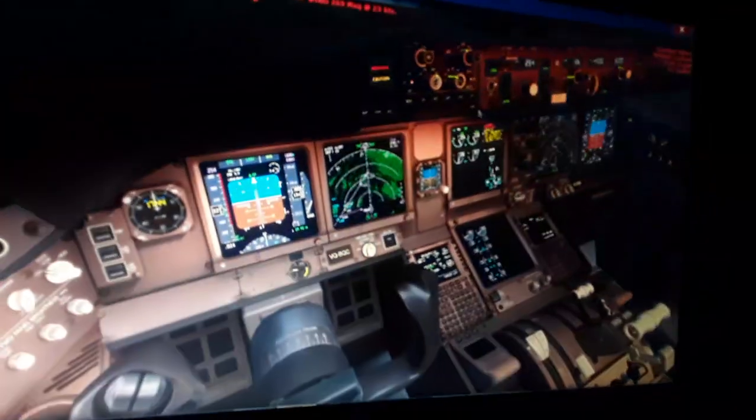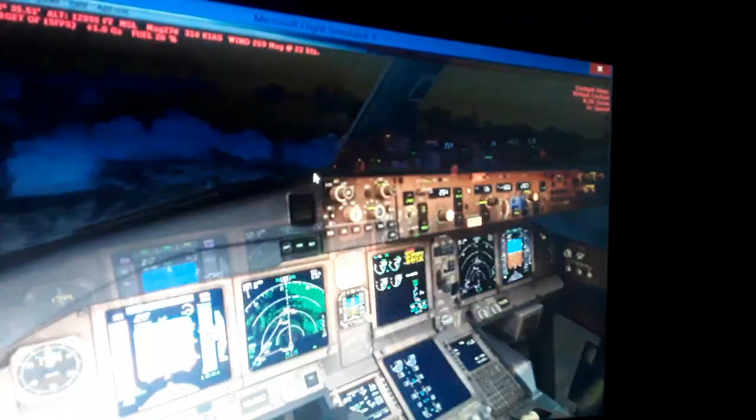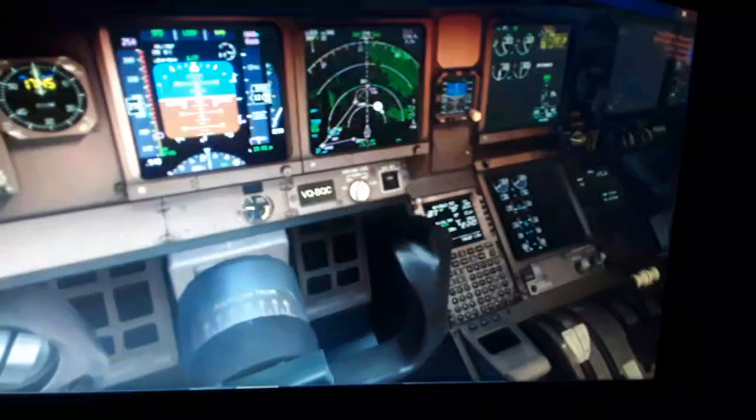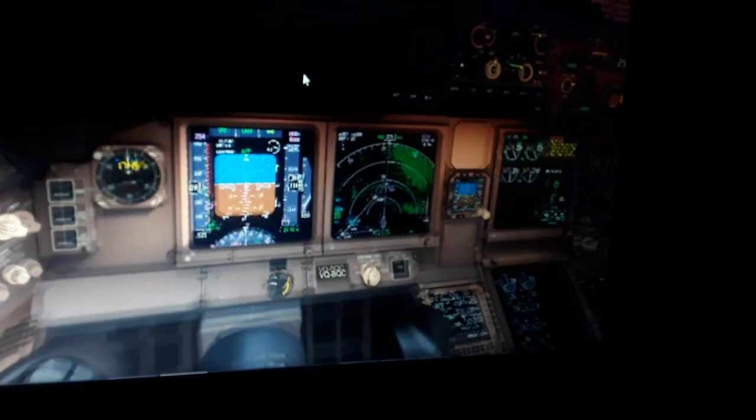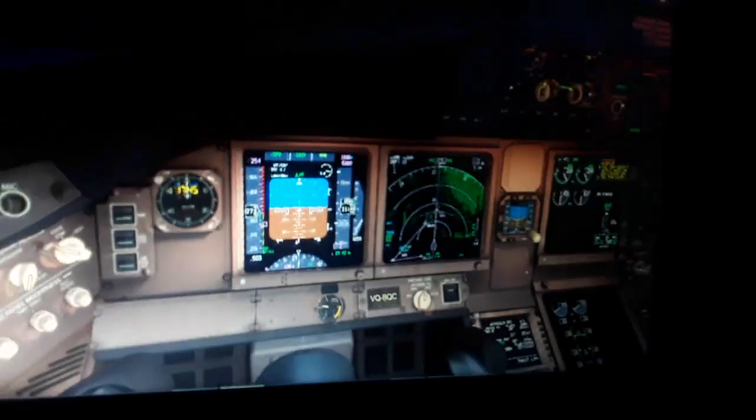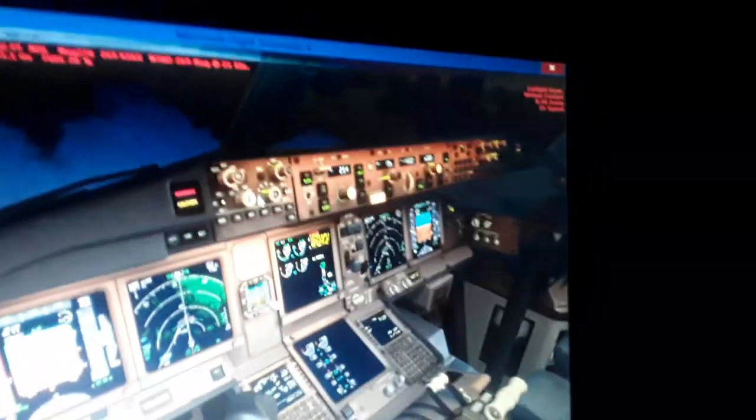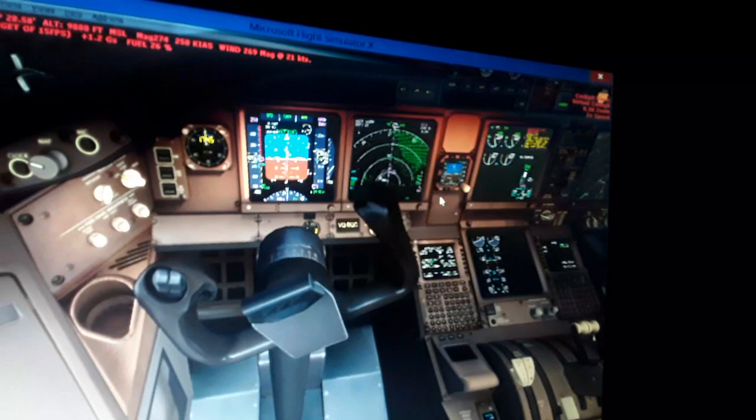So you can see the runway here now. We will disarm the autopilot in a couple of seconds. You can see the thrust levers over here. So we need to slow down. So keep descending, 10,000, 11,000 feet now. We disarm the autopilot like this. And we take the manual input now.